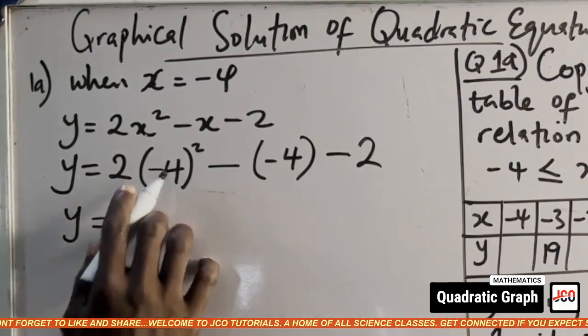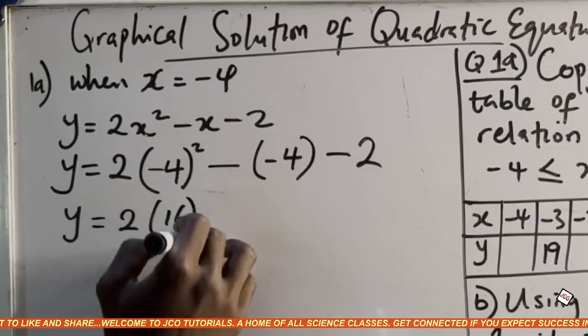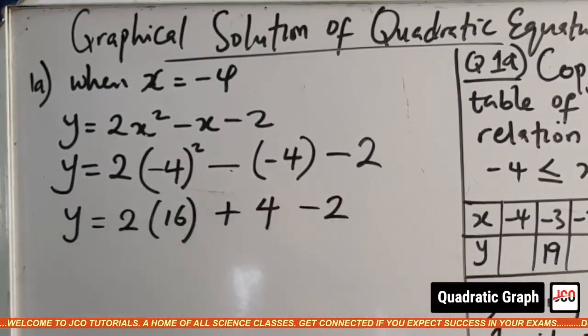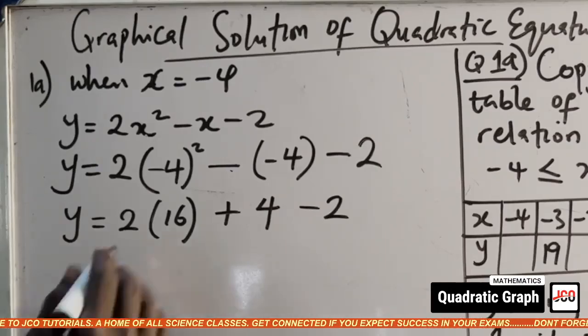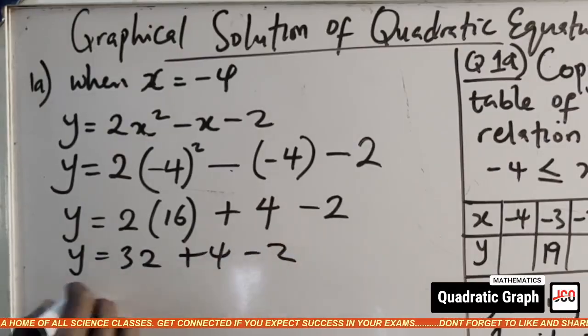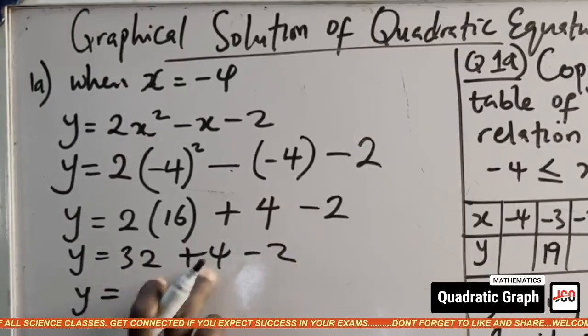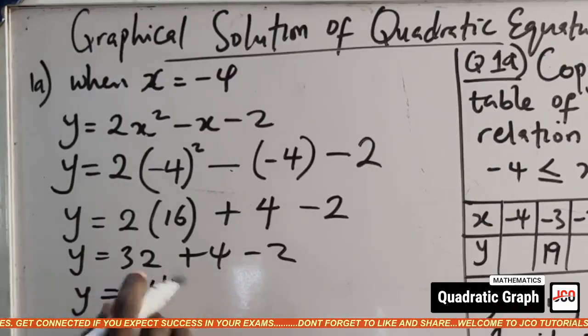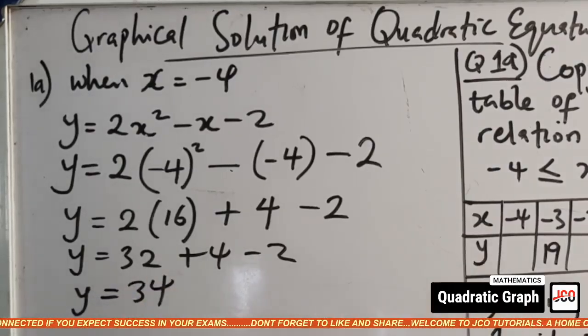2 times, -4 squared is 16. Minus times minus is plus 4. Then minus 2. 2 times 16 is 32, plus 4, minus 2. So how do you get that now? 32 plus 4 is 36, minus 2 is 34. So this is your value of y here.